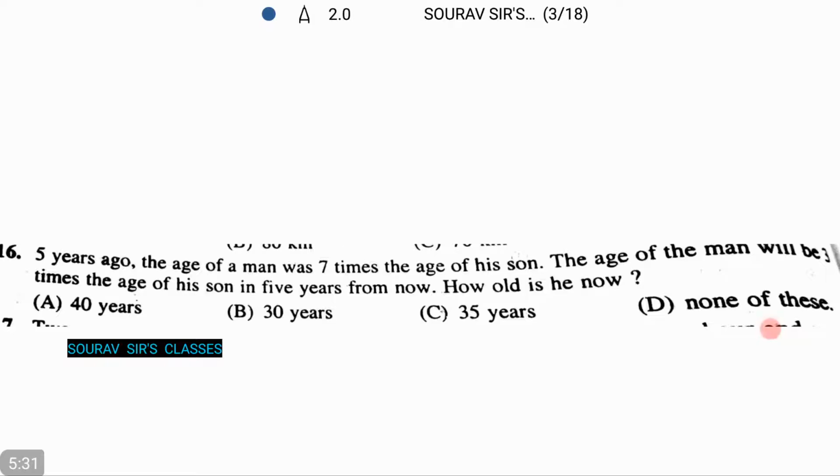5 years ago, the age of a man was 7 times the age of his son. Looks like the beginning of a fairy tale, a long time ago. 5 years ago, the age of a man was 7 times the age of his son. The age of a man will be 3 times the age of his son in 5 years from now. How old is he now?